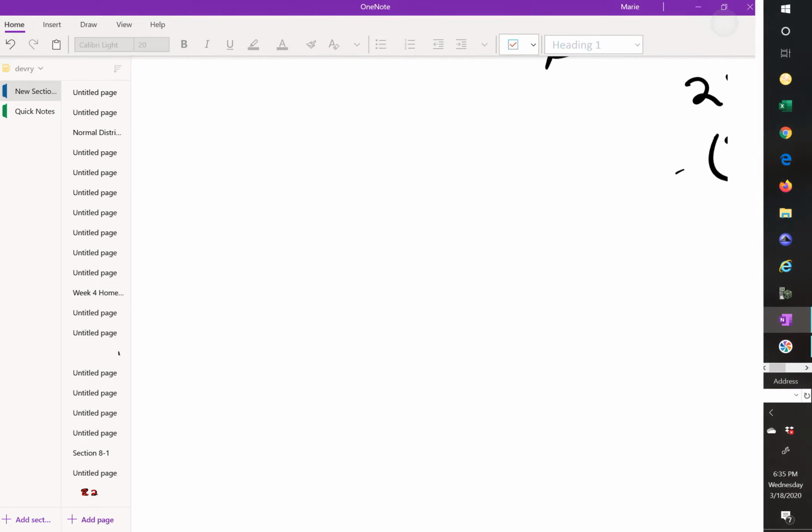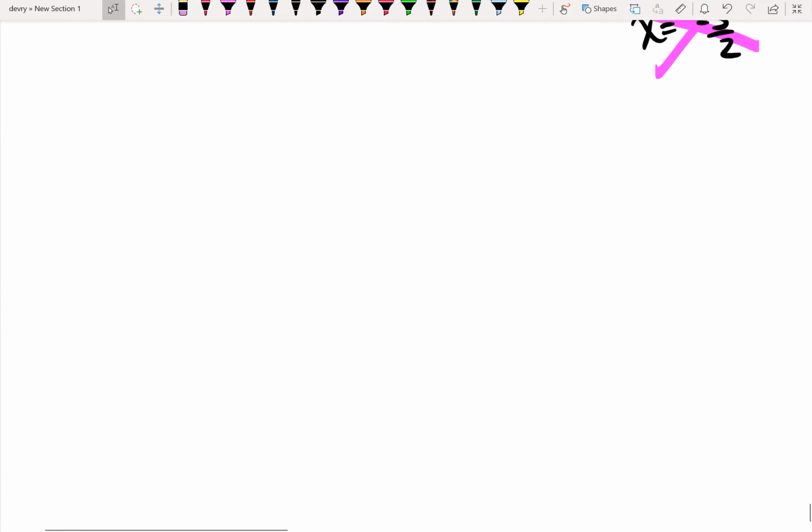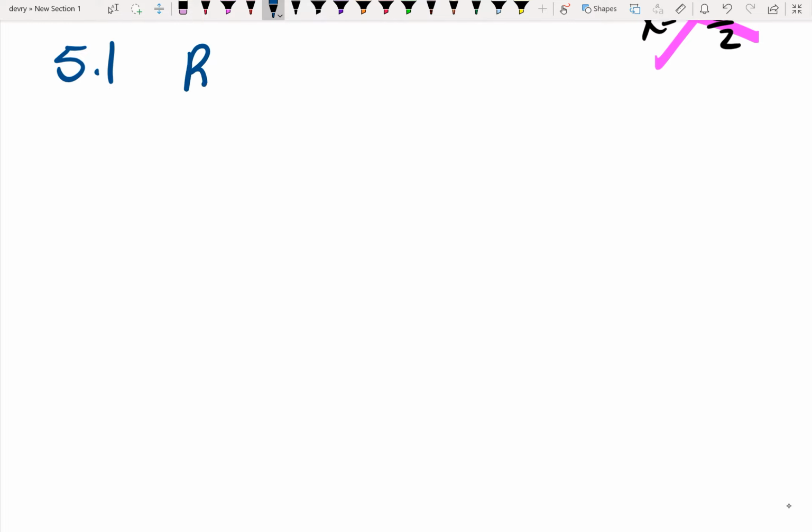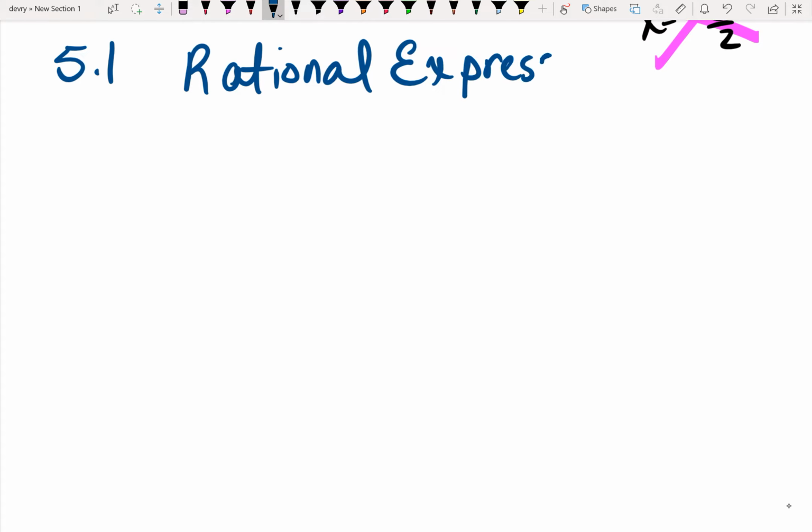Let me go ahead and clear the screen so we can have a nice clean screen. And here are the notes that we covered in class. So we're starting with section 5.1, and in this section we're dealing with rational expressions, which basically means that we're dealing with fractions in a sense. So rational expressions, and I'm going to begin with obviously example 1.